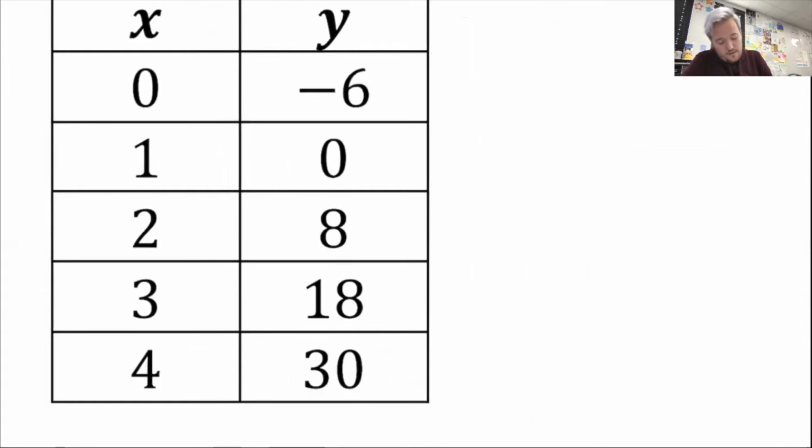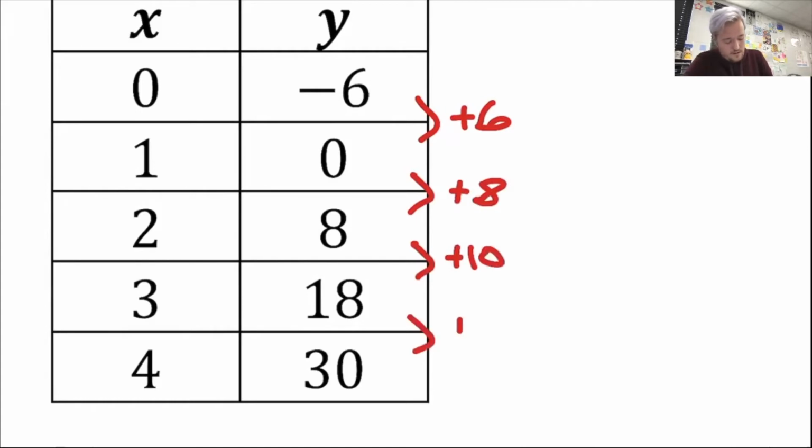So if I go from -6 to 0, that's adding 6. And if I go from 0 to 8, that's adding 8. Then 8 to 18 is plus 10. And then 18 to 30 is plus 12. So notice how we still have no clear, concise change.